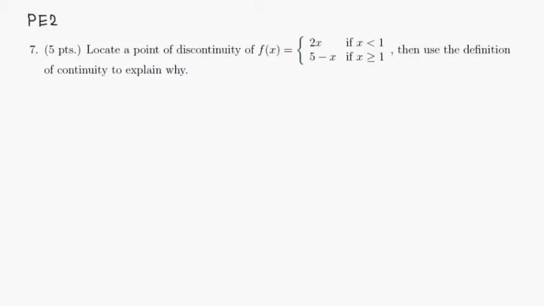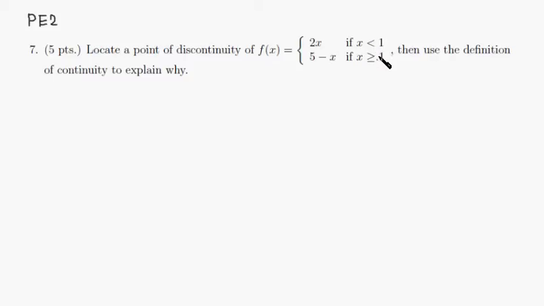Okay, let's look at practice exam 2, problem number 7. We are looking for discontinuity of this piecewise defined function. The first thing we should pay attention to is that each piece, the top one, 2x, is a linear function, and the bottom one is also a linear function. So these by themselves are continuous everywhere. The only problem can occur at the gap between these two pieces, which is x equals 1.